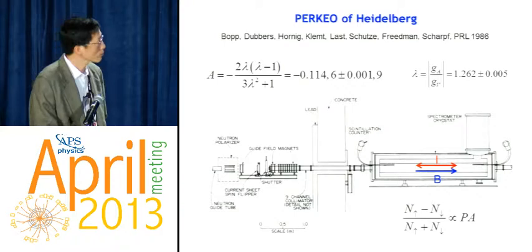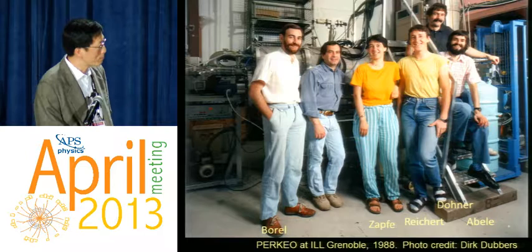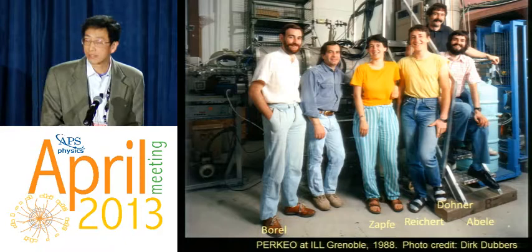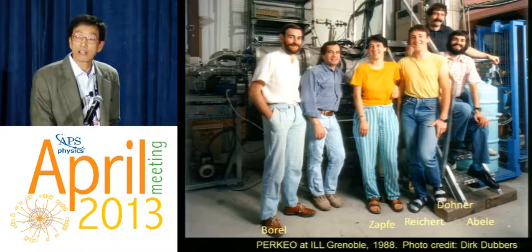This was a picture taken of the Perkeo team. The experiment happened at the Institut Laue-Langevin in Grenoble. And this gives Stuart an excuse to go to France often. He loved traveling. He would travel to France. He would find experiments to do in Gran Sasso in Italy.